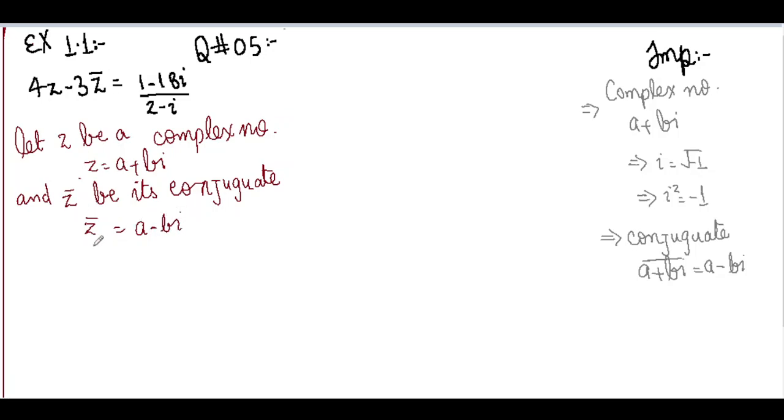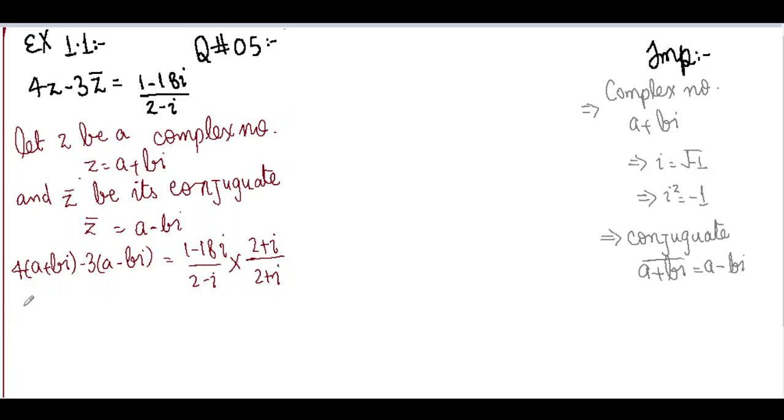Now we are going to use these two things in this equation. So we get 4 into a plus b iota minus 3 into a minus b iota equals 1 minus 18 iota divided by 2 minus iota. Now we are going to rationalize the fraction written on the right hand side of this equation. Rationalization means multiplying and dividing it by the conjugate of the complex number written in the denominator, so we get it as 2 plus iota divided by 2 plus iota.